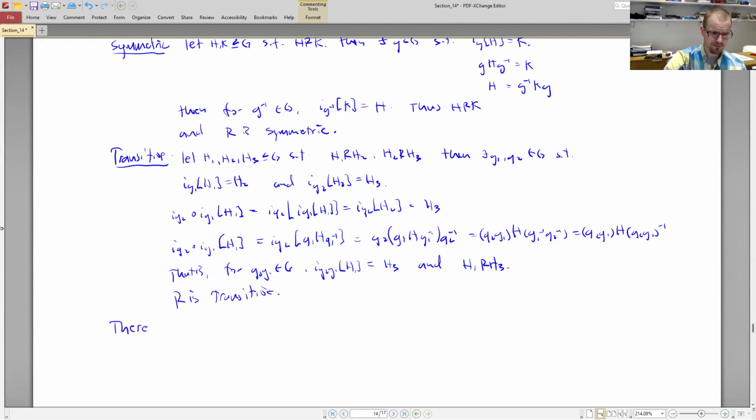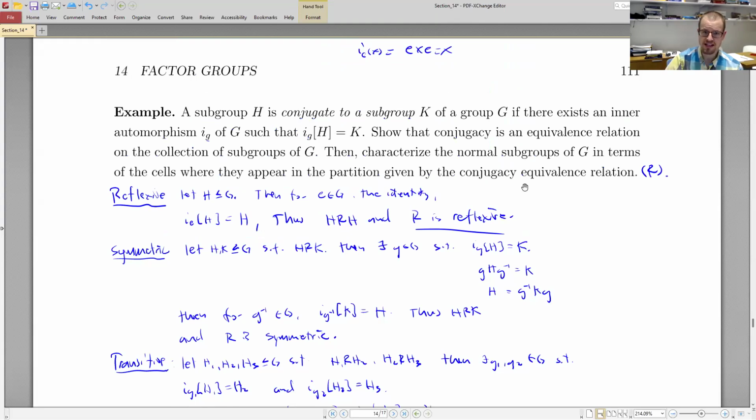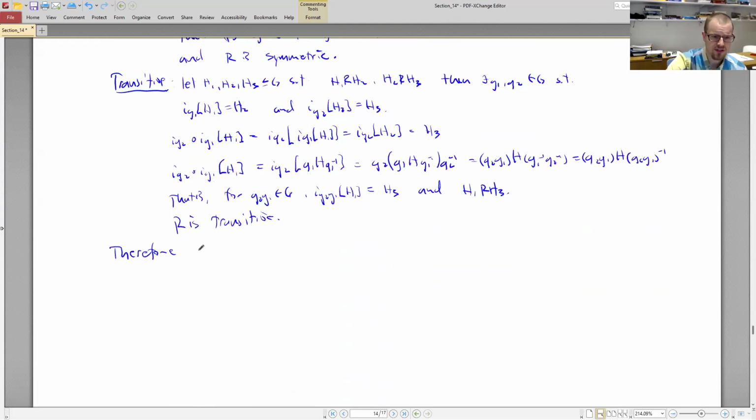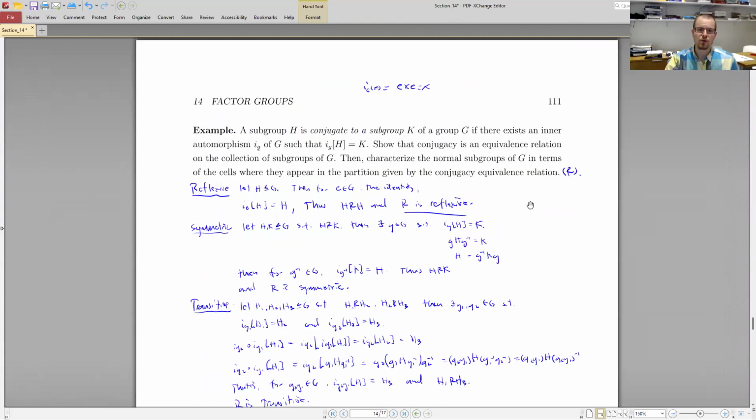which allows us to conclude, therefore, the conjugacy that we're interested in, therefore conjugacy is an equivalence relation. So we find the discussion of equivalence relations to continue through to the end of the semester, right? That's something that came from early on in this course.